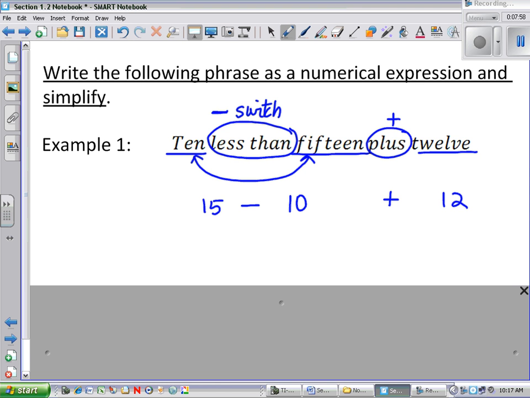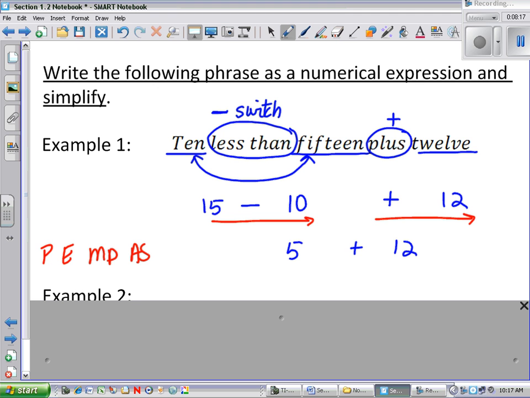Now we have to simplify. When we simplify, we want to remember, please excuse my dear Aunt Sally, or PEMDAS. We add and subtract from left to right. 15 minus 10 is 5, and then we add 12. 5 plus 12 is 17. And there's my final answer.